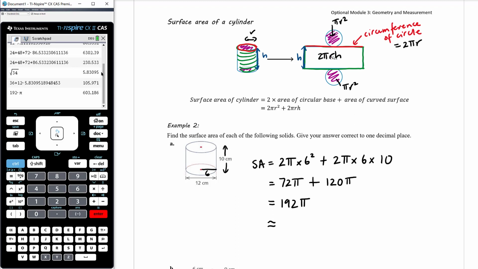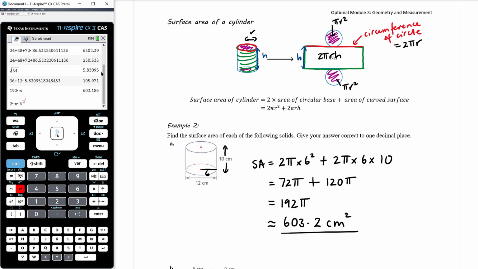Control Enter, because you want, again, one decimal place. Won't always be one decimal place, make sure you read the question. 603 point to one decimal place, that will be 2. And we're looking at surface area, so the unit is centimetres squared. As I said, you don't need to do this step yourself. For me, that's quicker and easier than typing the whole thing into your CAS. Just type the whole thing into the CAS at the beginning. 2 times pi times 6 squared plus 2 times pi times 6 times 10. Control Enter. We get straight away to the same answer.